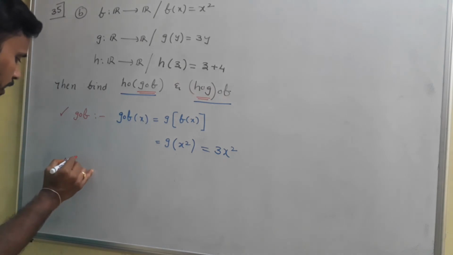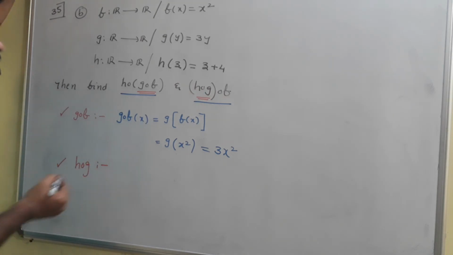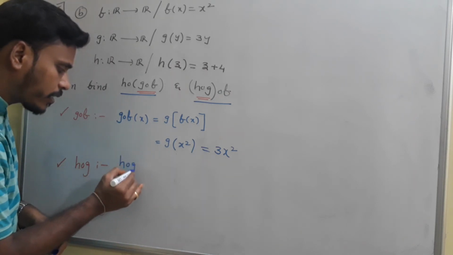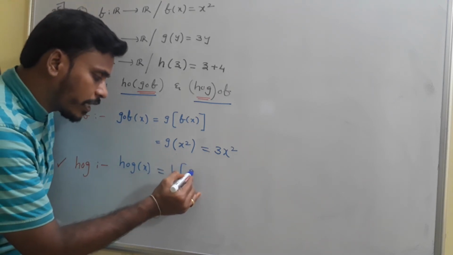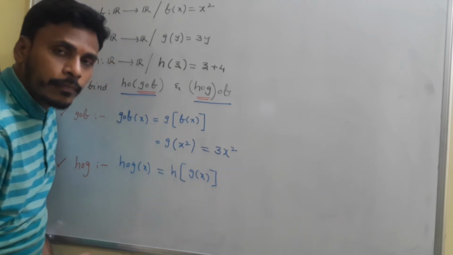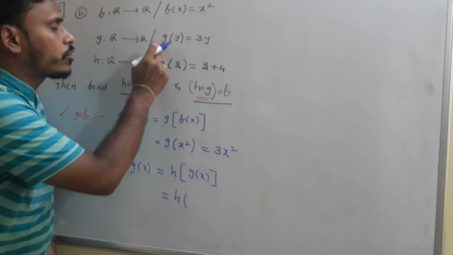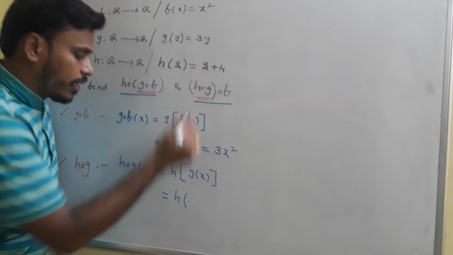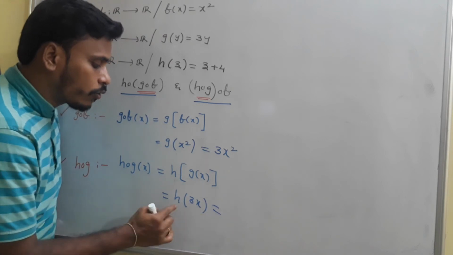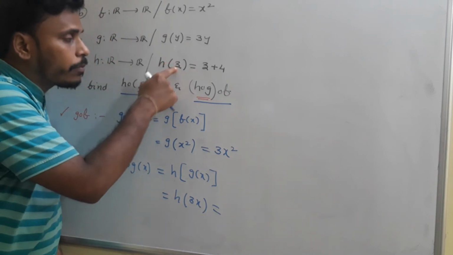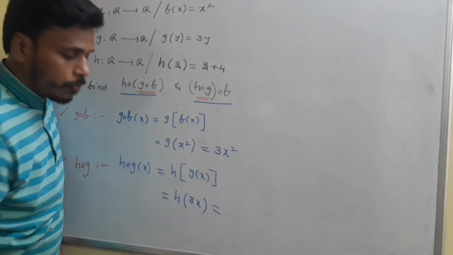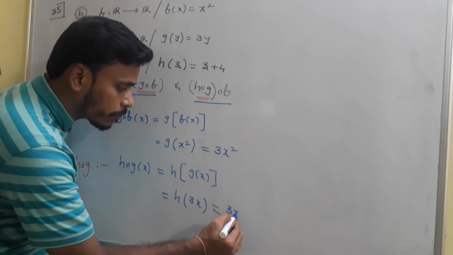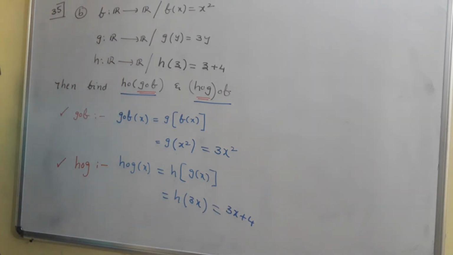And then you just think about this h circle g. We need to find h circle g of x. By the composition of the functions, we can write it like h of g of x. And that is equal to h of, what is g of x? For y 3y, for x 3x. This is 3x. And what to say about h of 3x? If z is the input, z plus 4 is the output. If 7 is the input, 7 plus 4 is the output. If 3x is the input, 3x plus 4 is the output. That is h circle g of x.